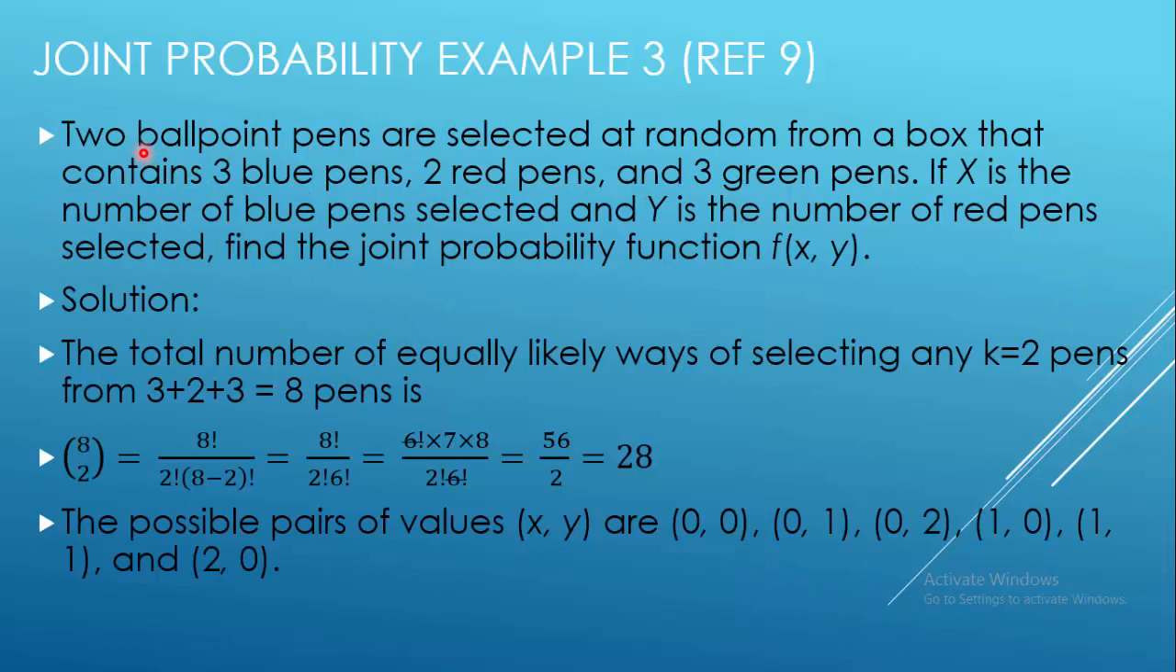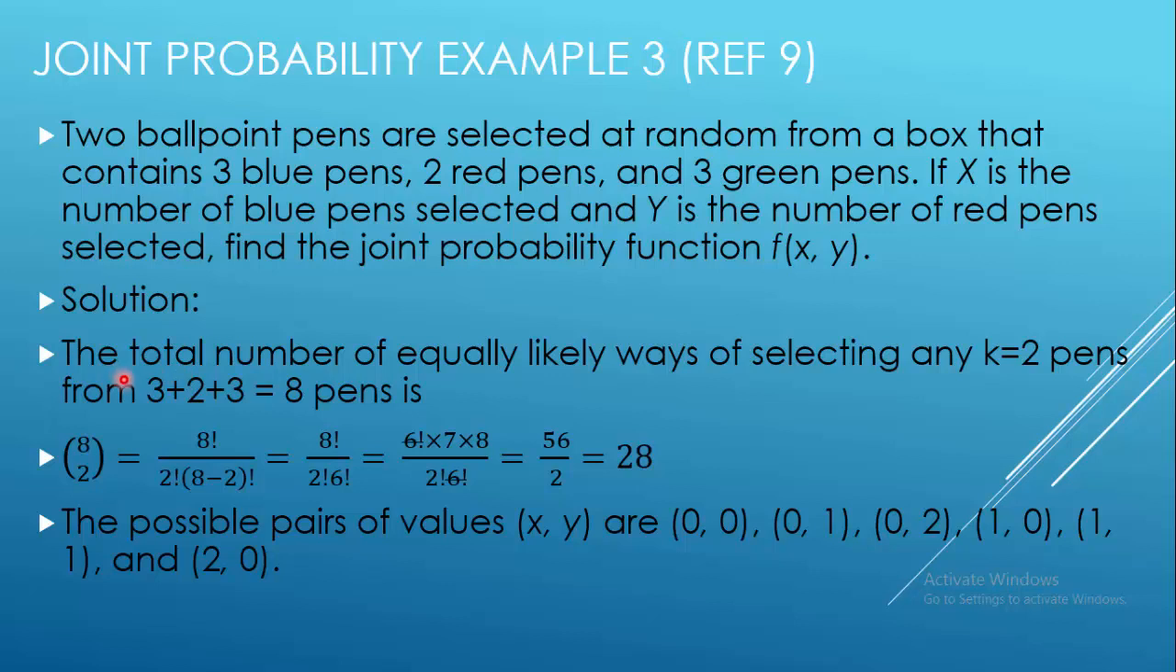Another example of a joint probability: 2 ballpoint pens are selected at random from a box that contains 3 blue pens, 2 red pens, and 3 green pens. You can see that this example is very similar to the last example, only now we are talking about pens instead of balls, and the number of red, blue and green pens has changed. So if x is the number of blue pens selected and y is the number of red pens selected, find the joint probability function f x comma y.